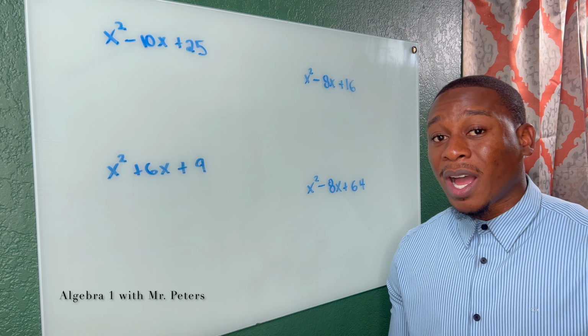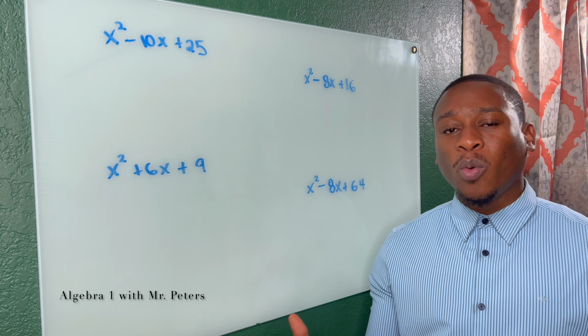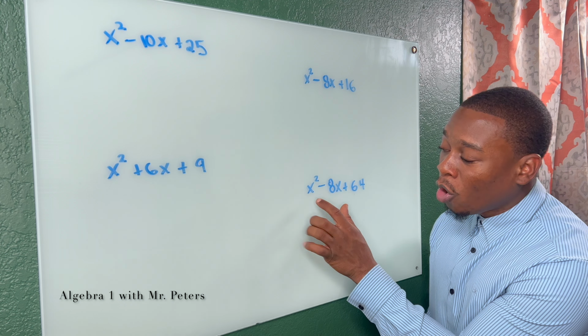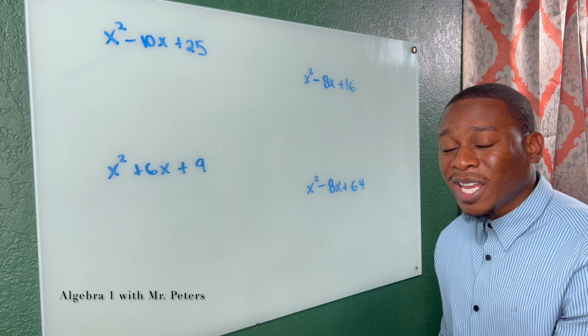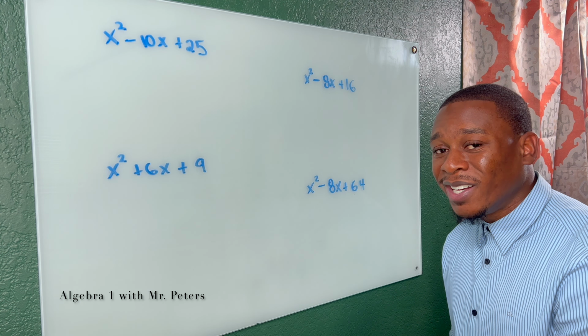In today's video, we're talking about completing the square. So I'm going to show you guys how to identify perfect square trinomials. Then I'm going to talk to you guys about how to solve by completing the square. And in the last part of this video, we're going to talk about completing the square when the leading term, that x squared, is greater than 1. Let's get started for today.